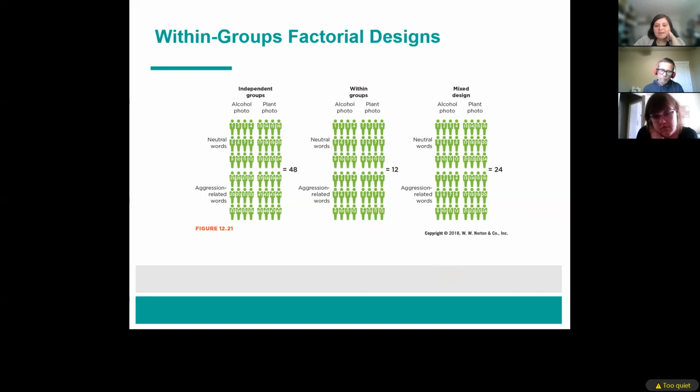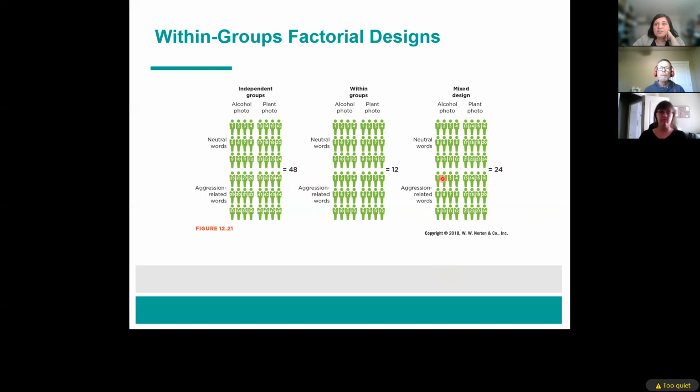A mixed design is when one variable is a within subjects design, which means that they get exposed to all levels of that independent variable, whereas for the other independent variable, you only see one of the various levels. So here, people are only exposed to the alcohol photo. So the alcohol photo is the between subjects design, and the words are the within subjects design. So people are only exposed to the alcohol photo, but they're exposed to both the neutral words and the aggression related words. And then people are only exposed to the plant photo, but they're exposed to both the neutral and aggression related words. So this would lead you to have a sample of 24.